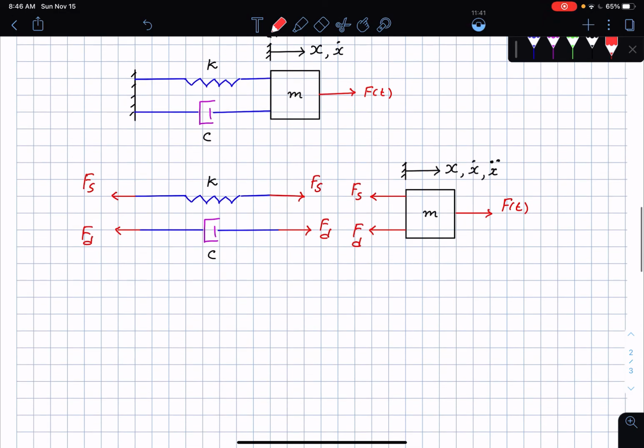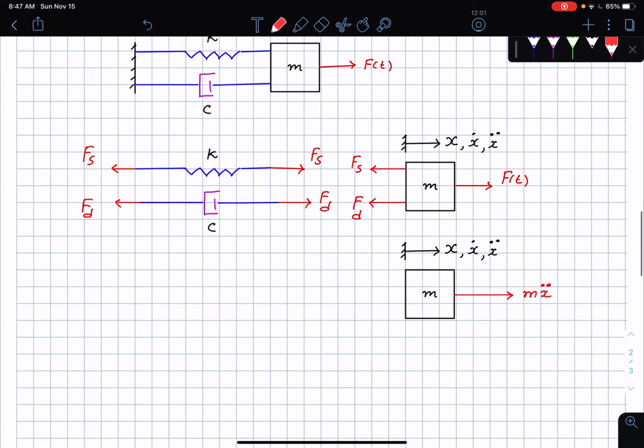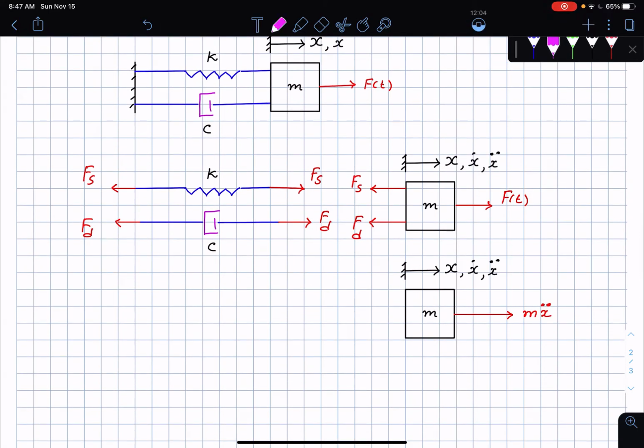I have to draw its kinetic diagram as well. To draw the kinetic diagram, I'm going to grab all of these only and then paste it down here. In the kinetic diagram I'm going to be drawing the mass times the acceleration of the mass. So this is going to be m times x double dot. As you know from before, this is the free body diagram and this is going to be the kinetic diagram, and likewise these are the free body diagrams of the spring.